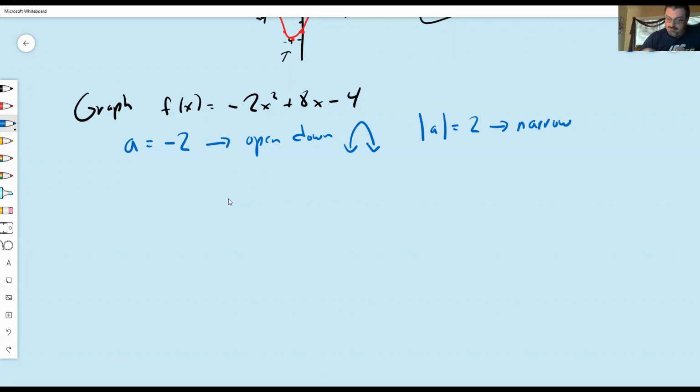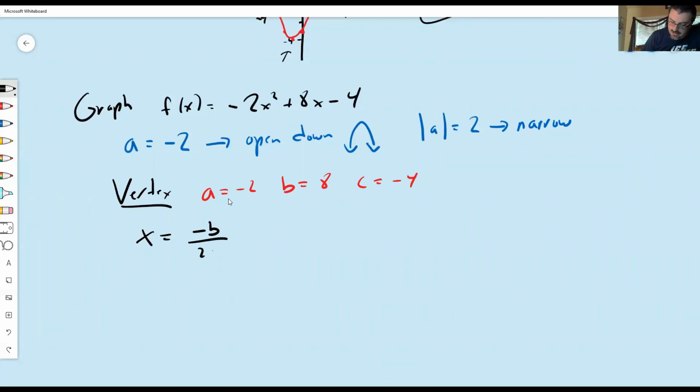All right. Let's look at the vertex. For the vertex we need a, which we just said is -2, b, which is +8, and c, which is -4. x equals -b divided by 2a. So -8 over 2 times -2. So that's -8 over -4, so +2.